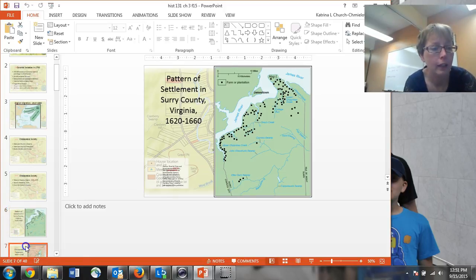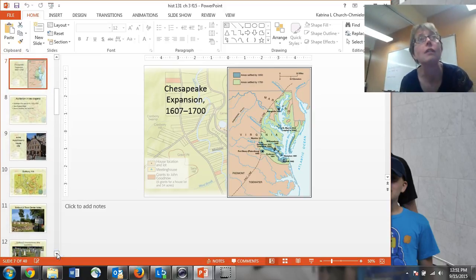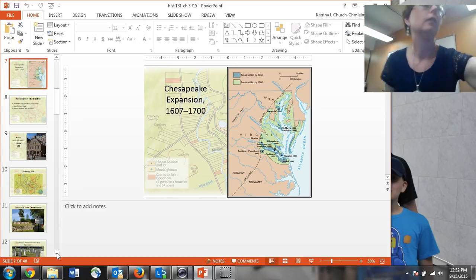Okay. And here's a picture of Chesapeake expansion. You can see how fast and how far it went between 1650 and 1700. Now imagine that. And you see the Tidewater region and you see the Piedmont region. And it's not so important during this first five chapters, but you're going to see here in the Tidewater and the Piedmont that it becomes very important geographically in later times.